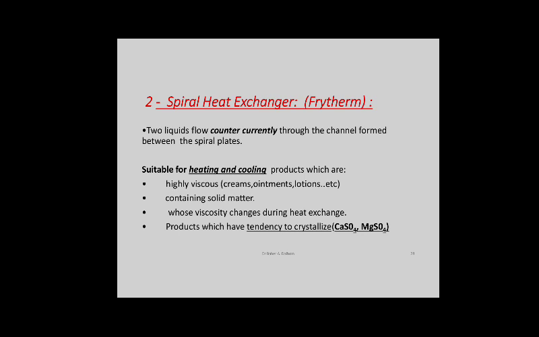Number two, in the special types, spiral heat exchanger or FRISER. Two liquids flow counter-currently through the channel formed between the spiral plates. Suitable for heating and cooling products which are highly viscous, like cream, ointment, lotion, or containing solid matter, whose viscosity changes during heat exchange, or products which have a tendency to crystallize, like calcium carbonate, calcium sulfate, or magnesium sulfate.